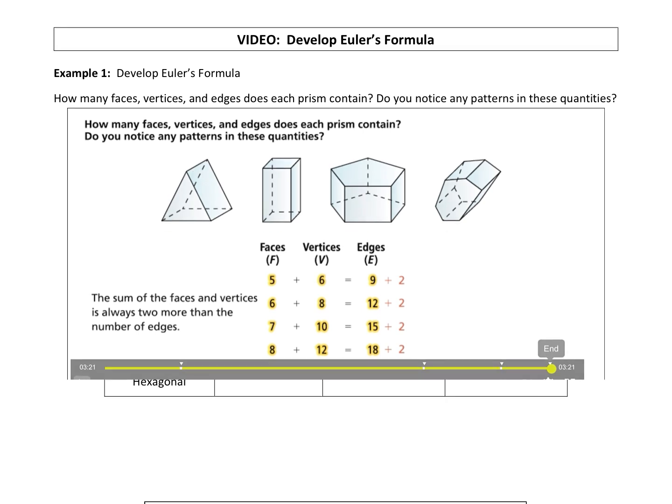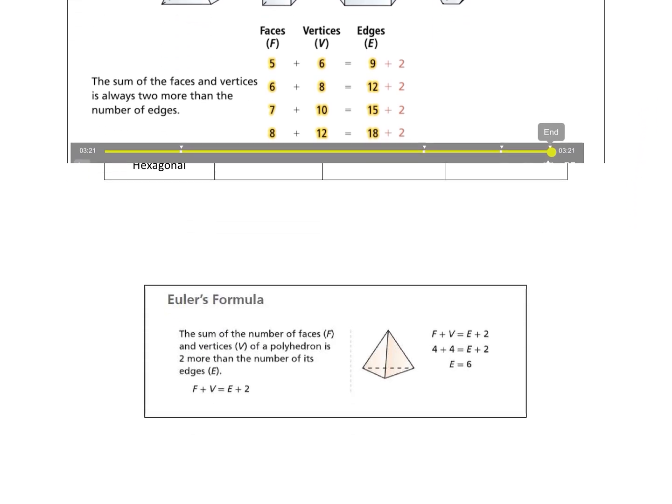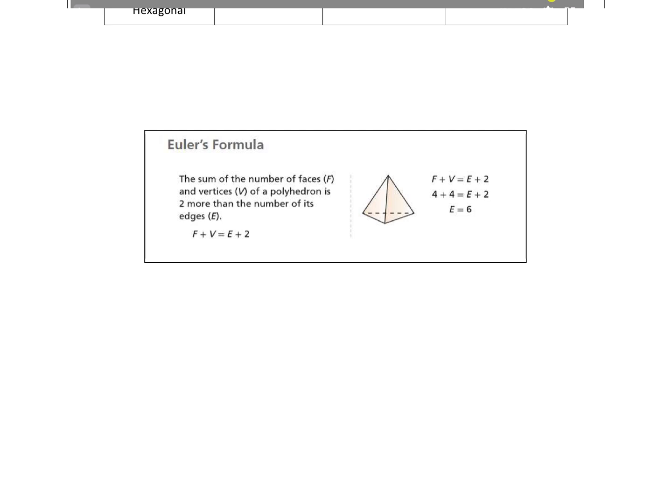All right, so here is the sentence you want to make sure you have added in. The sum of the faces and vertices is always 2 more than the number of edges. So that brings us to Euler's formula, which says exactly what you just wrote in.